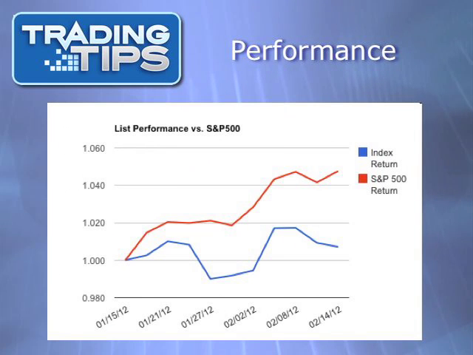Finally, this is a look at how the 4 stocks mentioned in this episode have performed compared to the S&P 500 over the past month. Not surprisingly, the Graham number stocks have underperformed. Here's where the value lies.